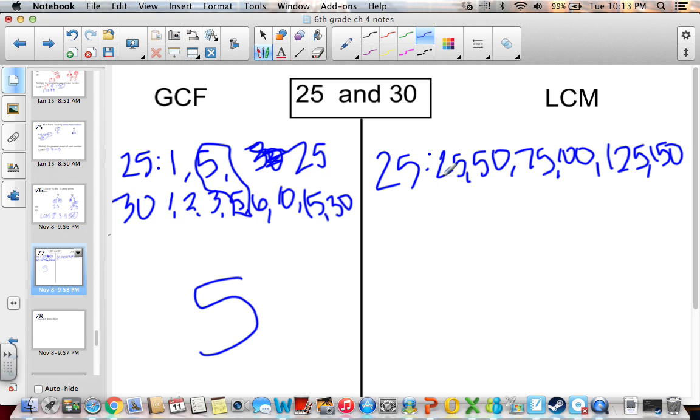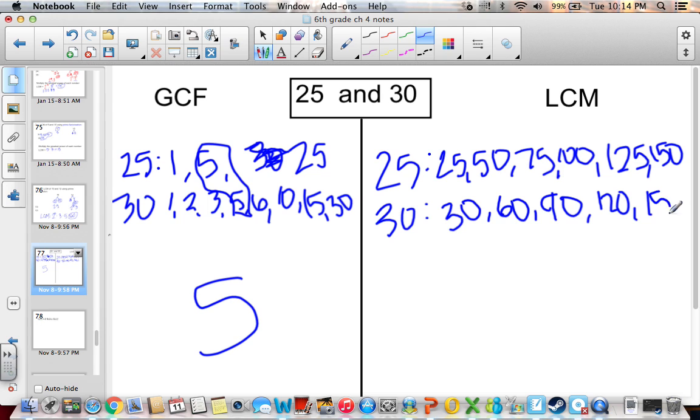And I know already that 150 is going to be a multiple of 30, but I just want to make sure that there's none before that I run into. So we have 30, 60, 90, 120, 150. So our least common multiple of 25 and 30 is 150. So make sure you remember and know the difference between GCF and LCM.